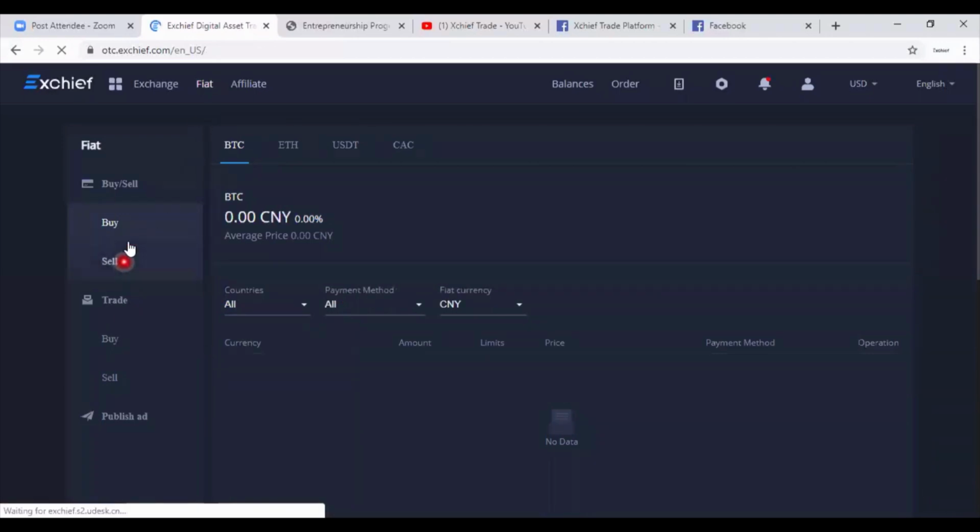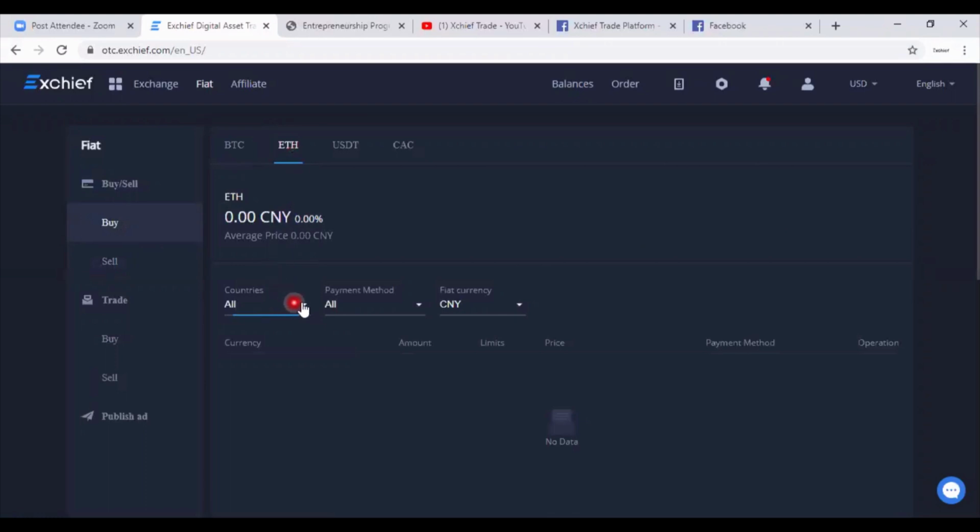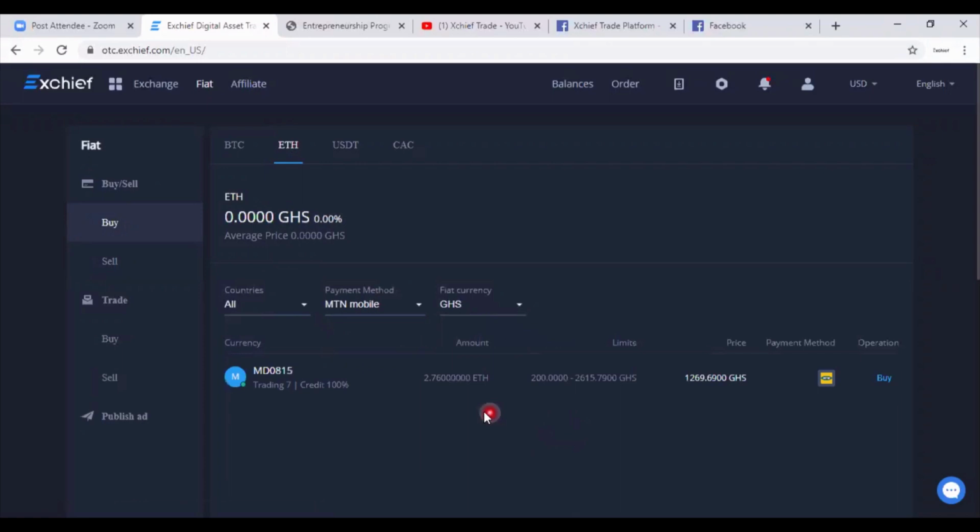You fund with mobile money, but with that you have to buy. Someone has to advertise. Okay, let's say I have BTC and I'm selling it on the platform.